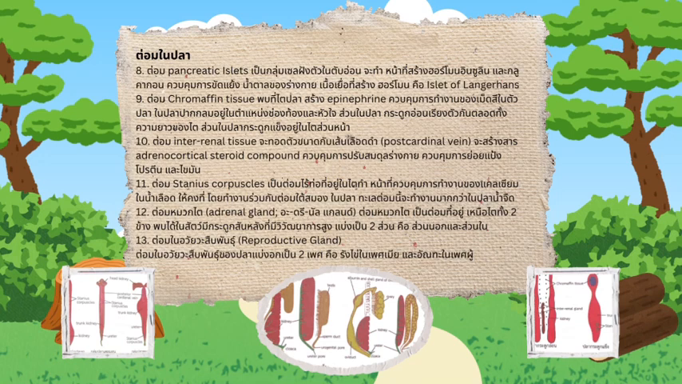3. Interrenal tissue. Runs along the postcardinal vein, produces adrenocortical steroids to regulate water balance and metabolism of carbohydrates, proteins, and fats. 4. Stannius corpuscles. Endocrine tissue in the kidney, regulates blood calcium in coordination with the pituitary. More active in marine fish than freshwater fish. 5. Adrenal gland. Located above the kidneys, divided into cortex and medulla, present in higher vertebrates. 6. Reproductive glands. Ovaries in females. Testes in males.